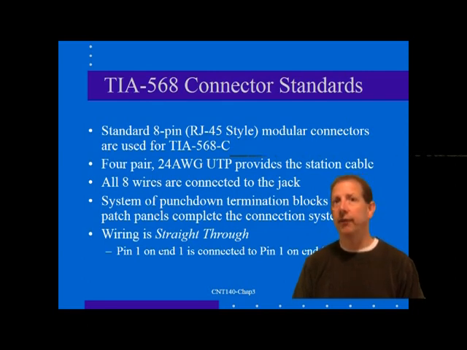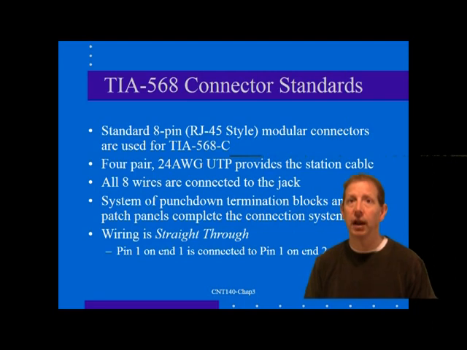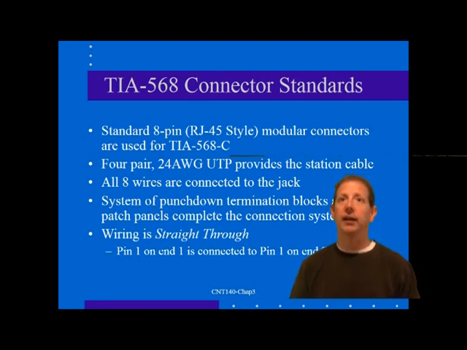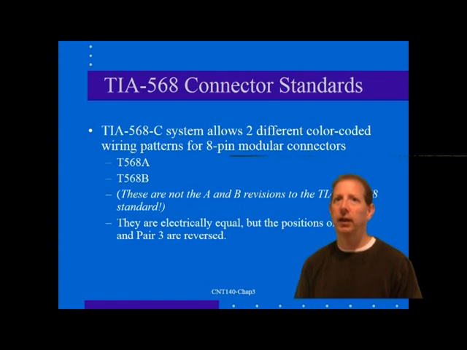Now the UTP provides the station cable. All 8 wires are connected to the jack. A system of optional punch-down termination blocks and patch panel complete the connection system. The wire connection is straight through, which means that pin 1 at one end of a cable will correspond to pin 1 at the other end of the cable. Now this is true whether we're talking about a user cord, patch cord, an in-the-wall station cable, whatever. Now this is a departure from the normal 6-wire telephone cords which reverse the connections from end to end.